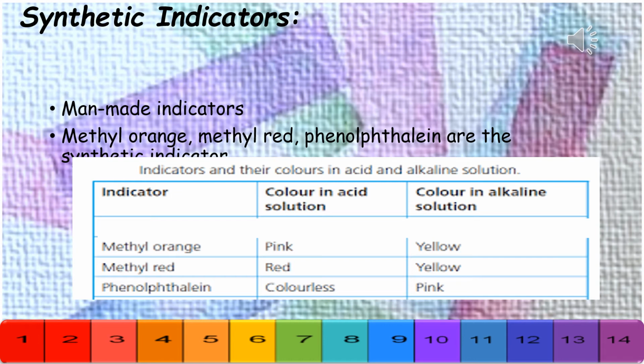If you see methyl orange, it is orange in color. In acidic solution, it gives you red color. In alkaline solution, it gives you a yellow color. Methyl red, which is red in color, remains red in acidic solution, while it changes to yellow in basic, or say alkaline, solutions. And phenolphthalein, which is colorless, remains colorless in acid solution, while it changes to pink if it has been dropped in alkaline, or say basic, solution.